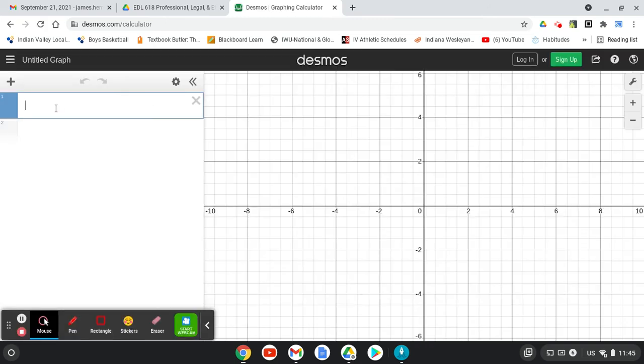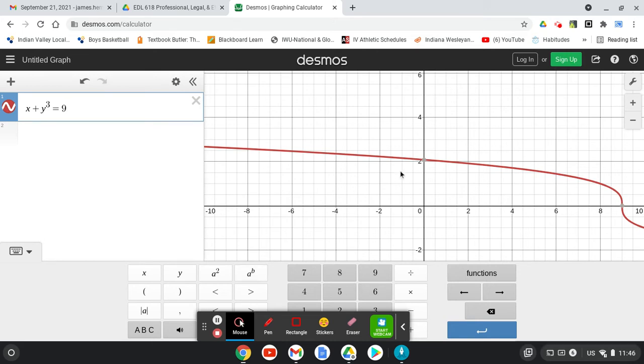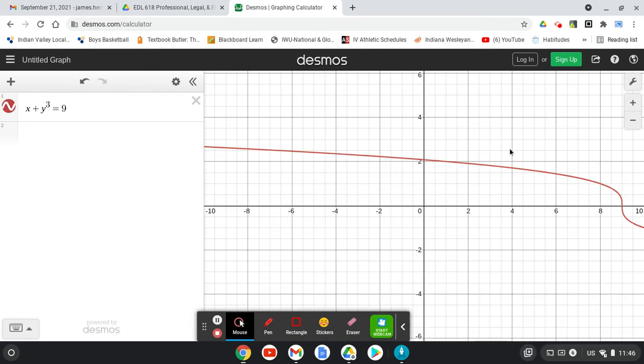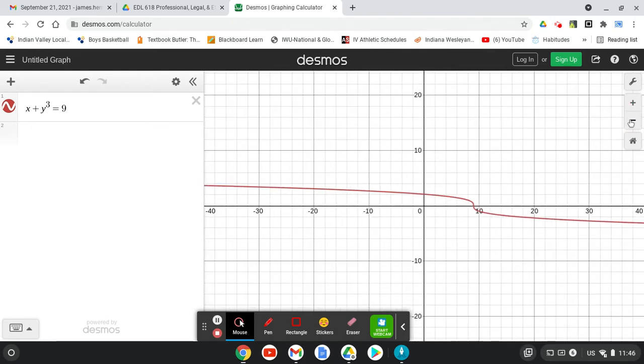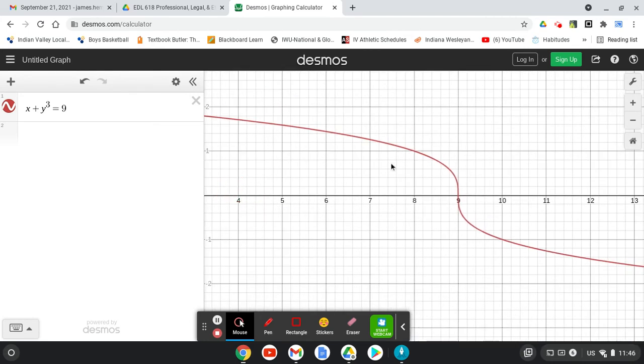What was it? X plus y. This has got to move. Cubed equals 9. Is that a function? Yeah. Is it only odd? Oh, degrees. There we go. Odd degrees. Y has to be to an odd degree.